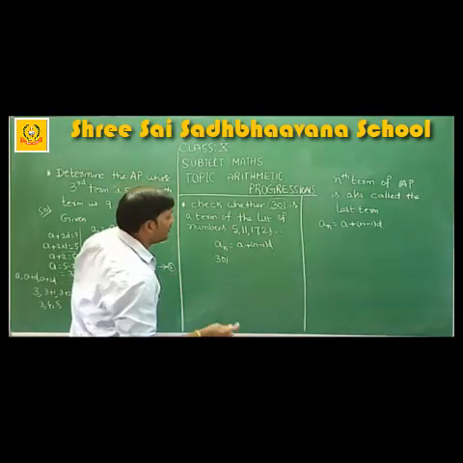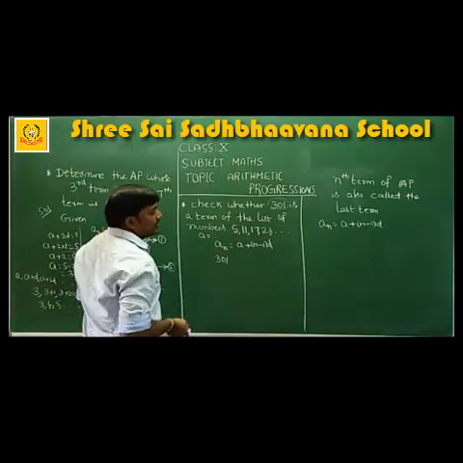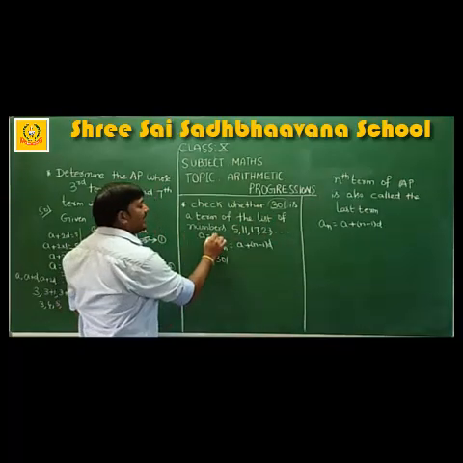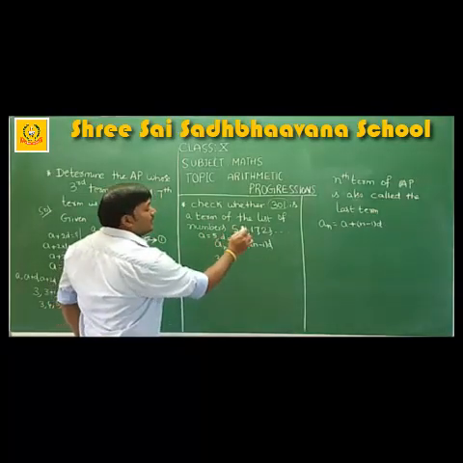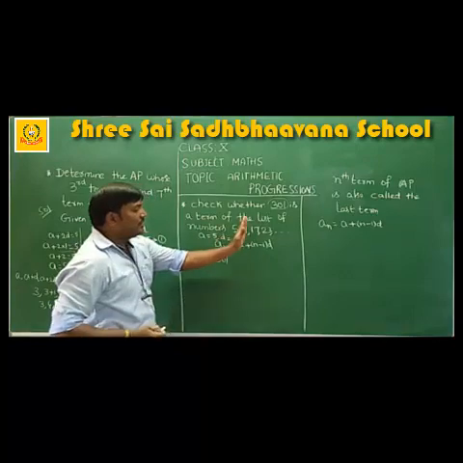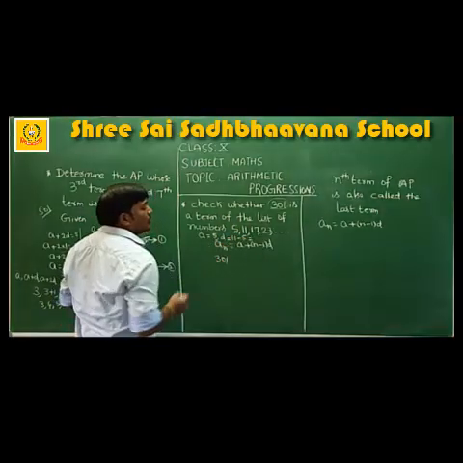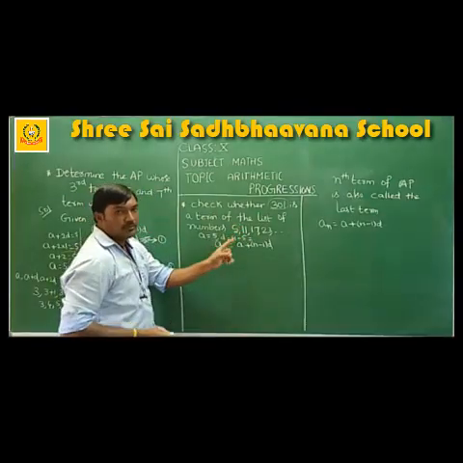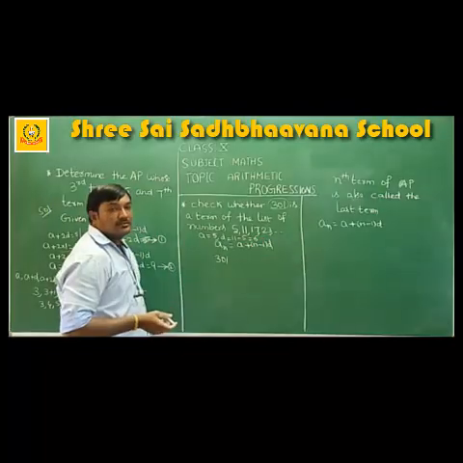Before assuming that, find the A value. In this arithmetic progression, what is A? The first term, which is 5. And what is D? As you know, the common difference is the second term minus the first term. This we did in the last class also. 11 minus 5, which gives you 6. So the D value is 6.